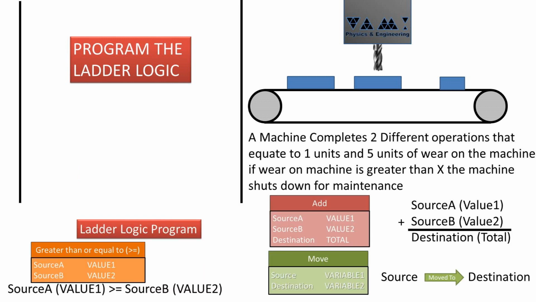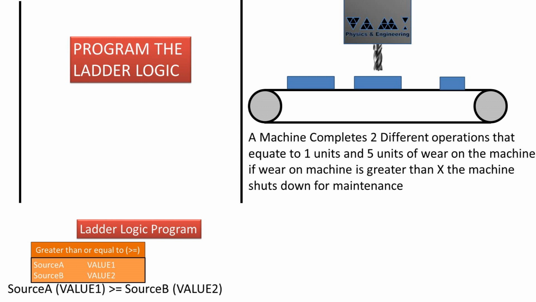I want to lead with this: the video is mostly intended to introduce some new functions. It may not be the most viable solution to this problem. The new functions are the greater than or equal to function, which takes source A value and compares it to source B value. If the value is greater than or equal to, it puts a true signal to the output.